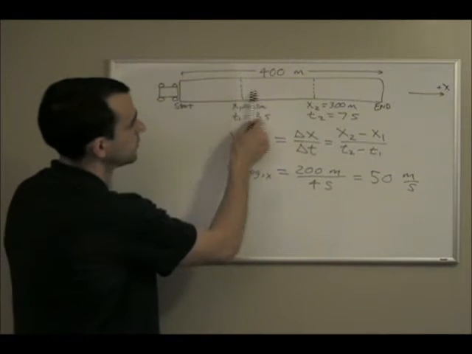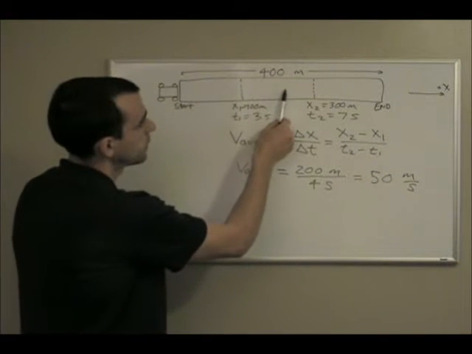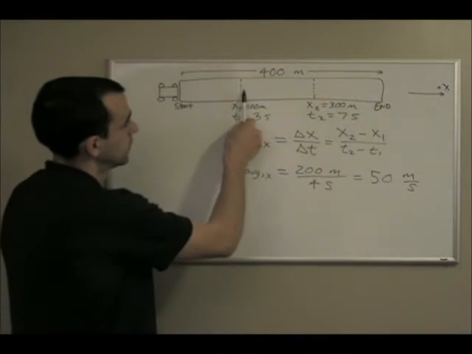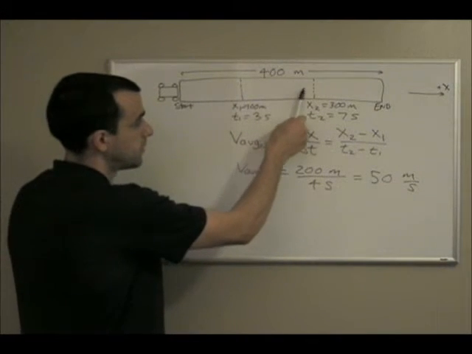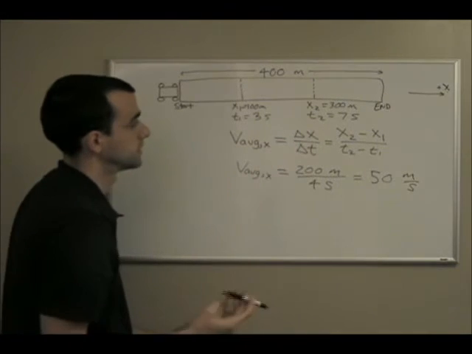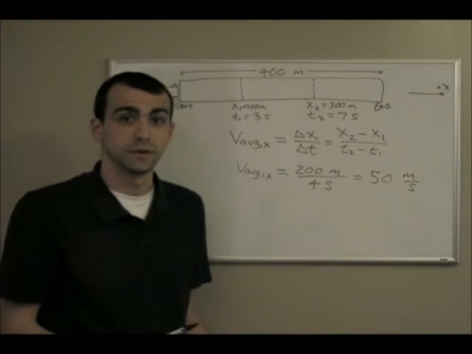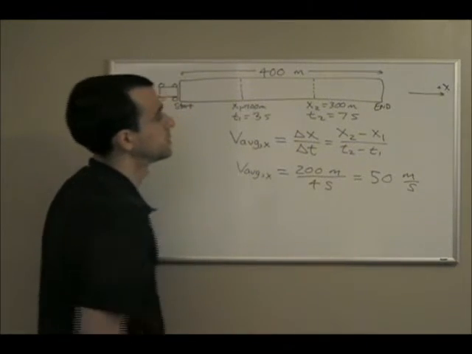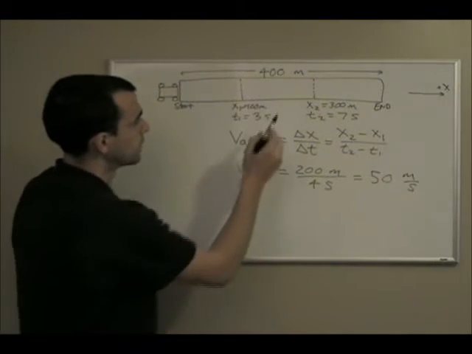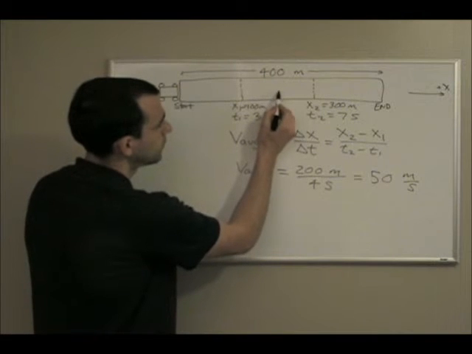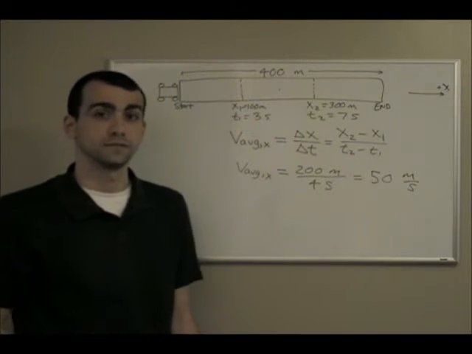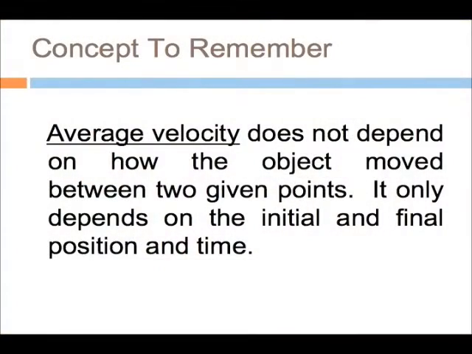So this car, between these two lines, could have sped up really quick and then slowed down to get to the second line. It could have been really slow at first and sped up really quick at the end to get to the second line. We don't know what it was doing between those two lines. All we know is that on average, it was traveling at 50 meters per second. So if we look down at the car and wanted to know what the car's velocity was at this point on the track, we can't tell you that. We just know the average velocity.